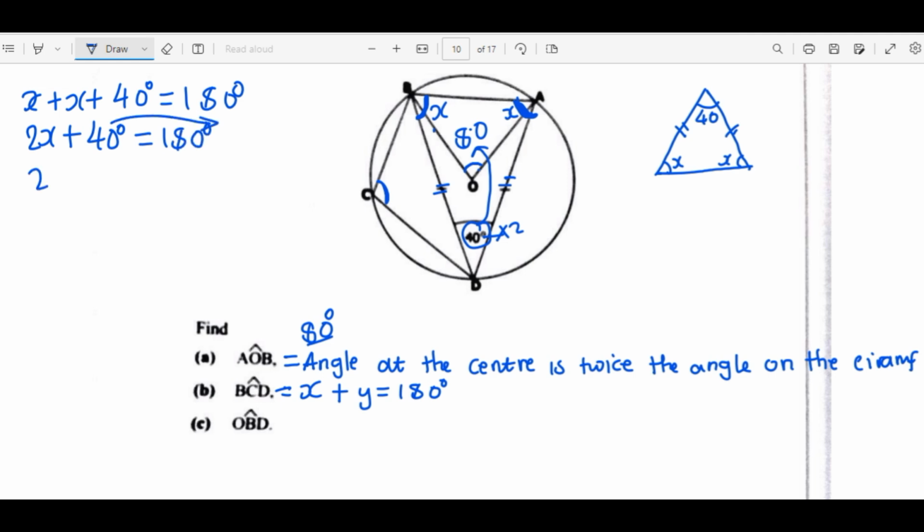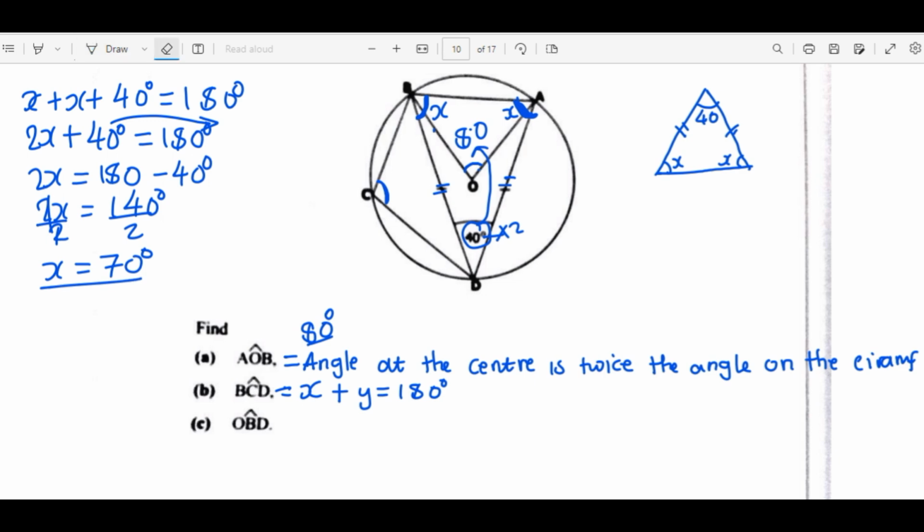We collect the like terms. 2x is equal to 180 minus 40. 2x is equal to 140. We divide by 2. Then x is equal to 70. So the values for each angle, here we have 70, also here we have 70. So the whole concept, whenever you have an isosceles triangle, is that if you subtract the given angle from 180, the remainder, you just need to find half of that to represent each base angle. So that's a concept there.